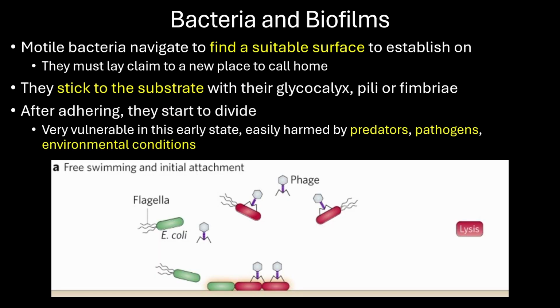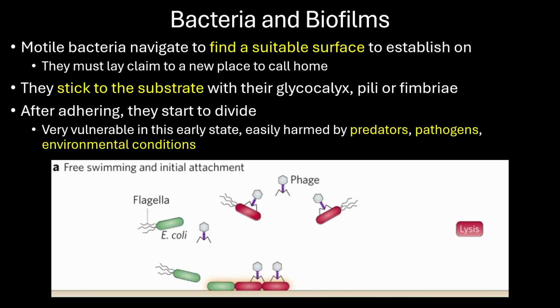So, motile bacteria, when they go out and about in their environment, their flagella carry them around, and they are often looking for signals that indicate a safe place to establish, set up roots, basically, that they can claim as a new home. These biofilm-forming species often have a glycocalyx, or some other structure that helps them adhere to a surface, like pili or fimbriae. Whatever the strategy is, they use that strategy to attach to the surface.